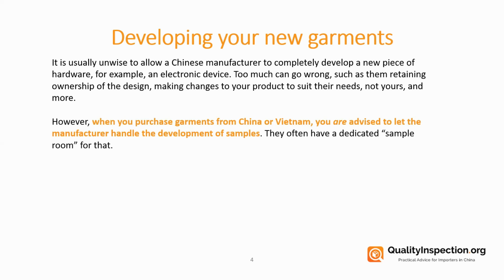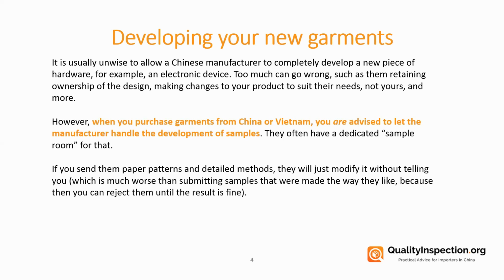But when we're purchasing garments from China or Vietnam, actually it's advisable to let the manufacturer handle development of samples. They've often got dedicated facilities just for this. The problem is, if you do send them paper patterns and detailed methods of production, they're probably just going to modify them without telling you. So a smoother way to do it is to get samples that they've made in a way that's comfortable for them, because you can keep rejecting these until the result's fine for everyone.